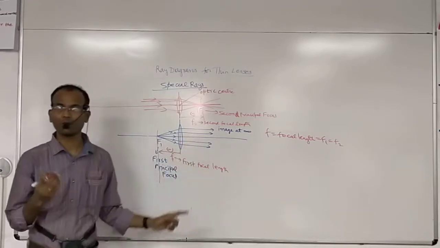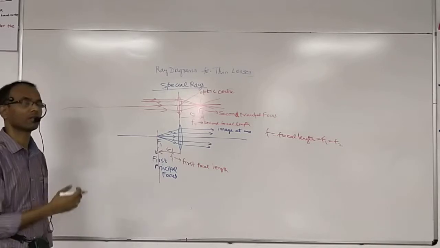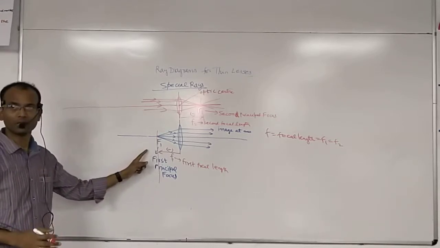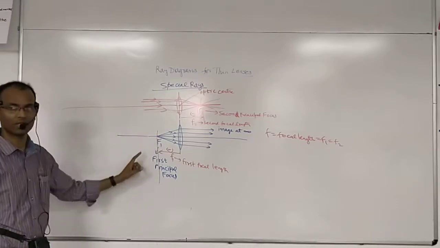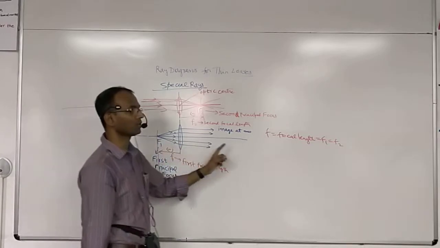Now for a convex lens, we take the second focal length, which is positive. So the focal length of a convex lens is positive. But for a concave lens, it will be on this side, which is negative. Now we are just going to learn about the convex lens for now.